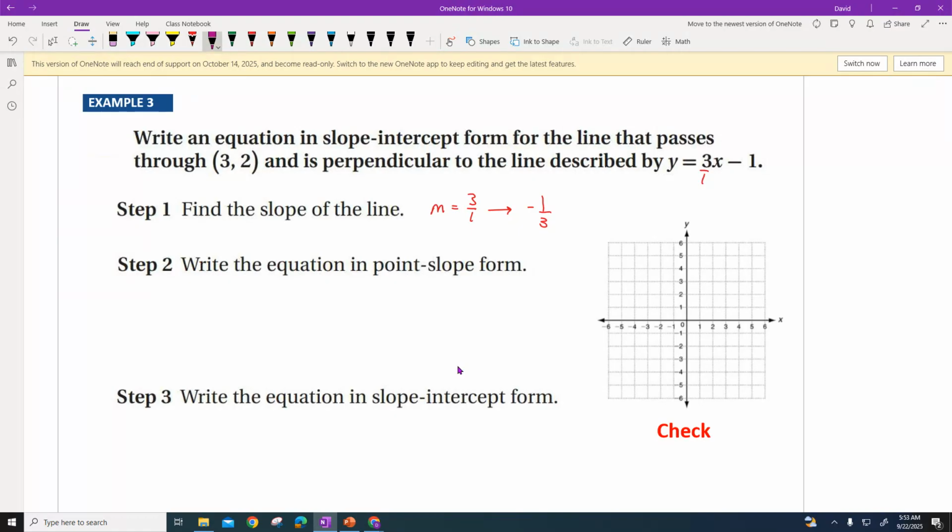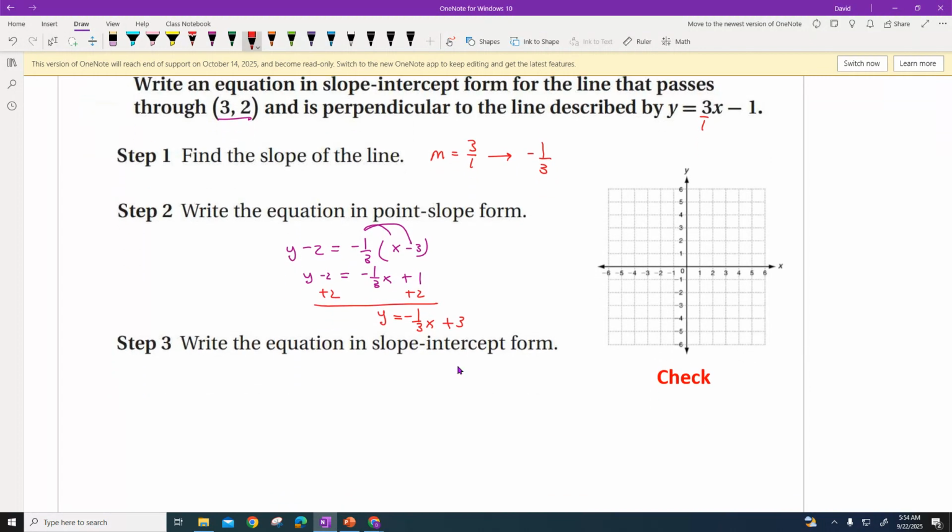So we're going to write it in point slope form using these coordinates right here, using the new slope. Oops, it's a minus 3. All right, let's go to work. Negative times negative is a positive. So there it is. Write my equation in slope intercept form. My new equation is y equals minus 1/3 x plus 3.